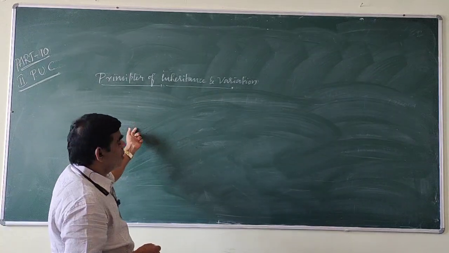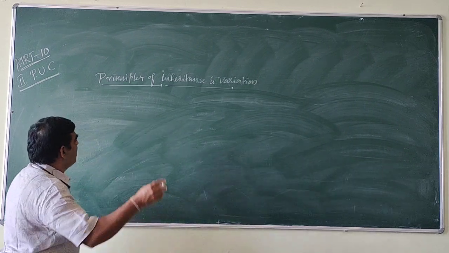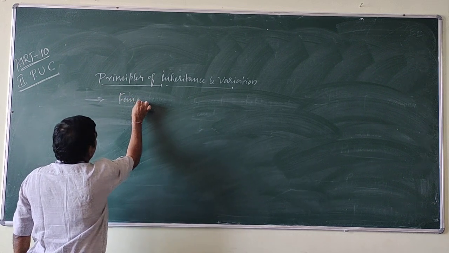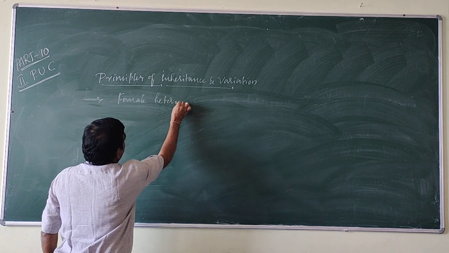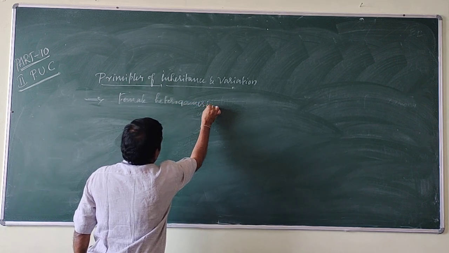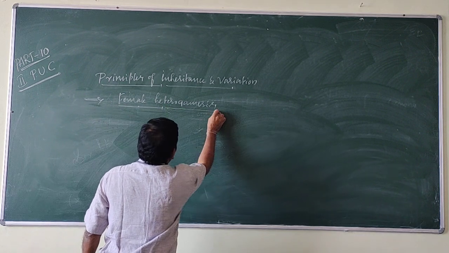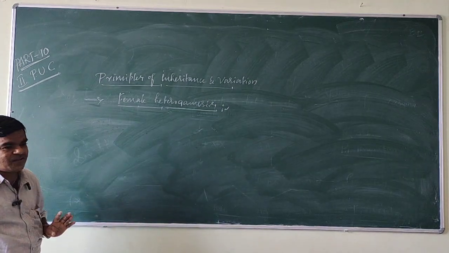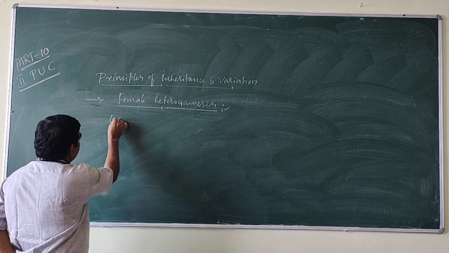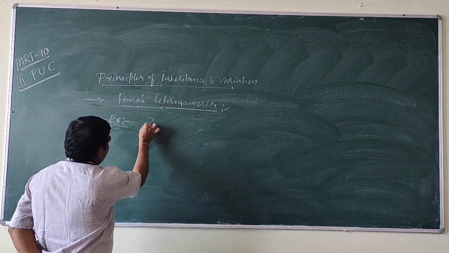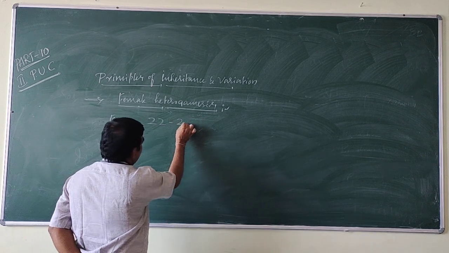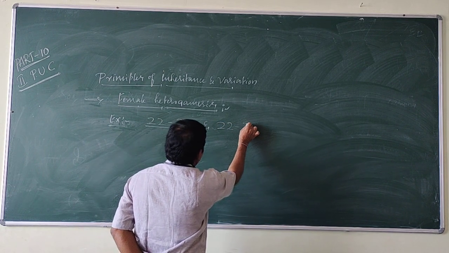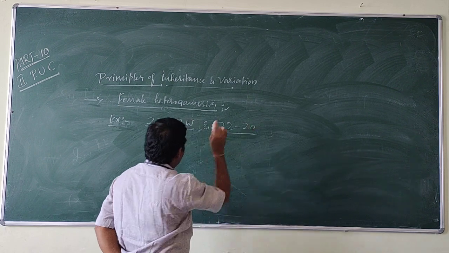Now I will discuss female heterogamety. Examples: ZW and ZO. These are the two examples.